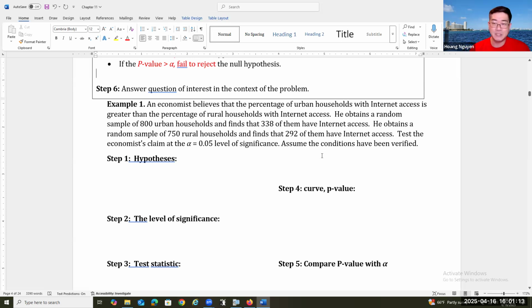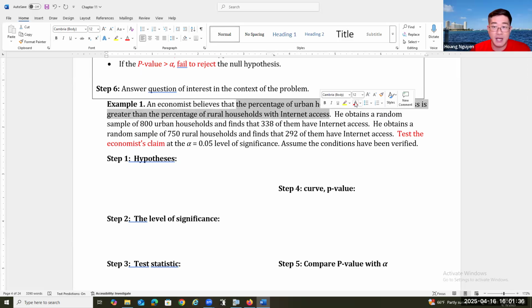So assuming that the conditions have been checked, everything is good, we just perform the hypothesis test. We're going to test the claim. So what is the claim that we have? An economist believes that the percentage of urban households with internet access is greater than the percentage of rural households with internet access. So we're going to compare the percentage or proportion, right?